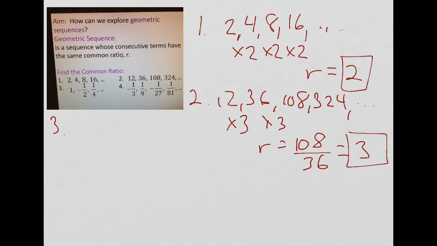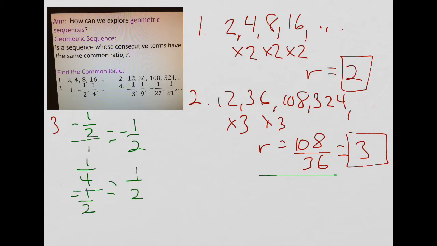So number 3, again, you may not see your common ratio off the bat, and that's why I showed it in the last one in number 2. You can just divide two terms to see what your common ratio is. So in number 3, if you take negative 1/2 and you divide it by 1, obviously it's negative 1/2. But 1/4 divided by a negative 1/2 is also negative 1/2. Where's my negative? There it is. So r in this case is indeed negative 1/2. So that's how you can find it.